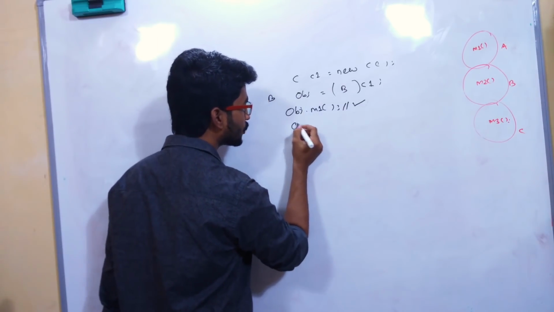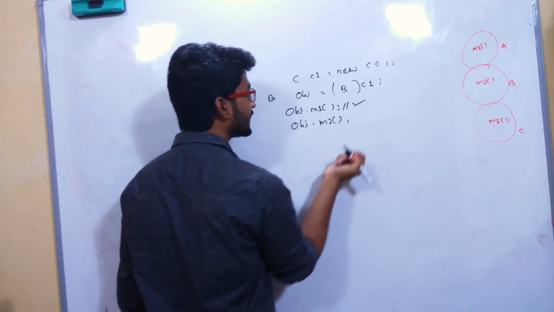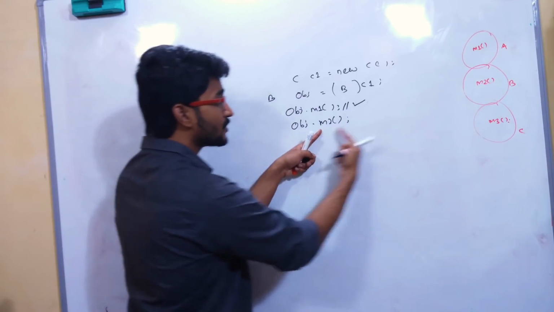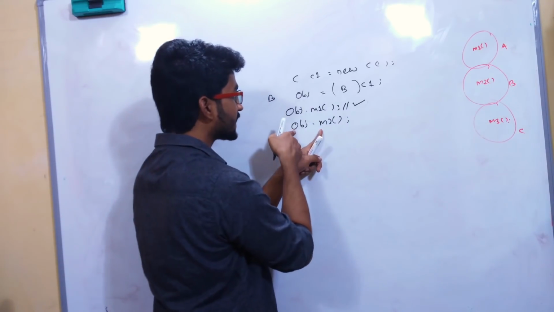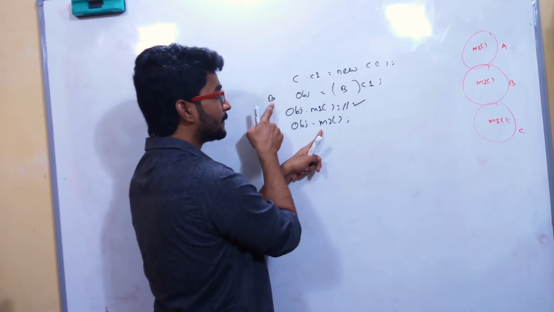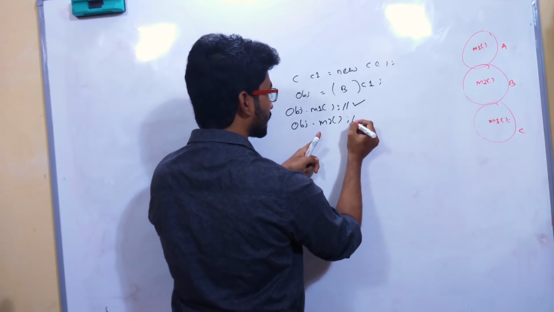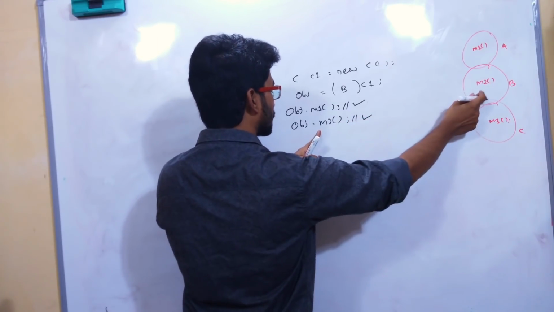Right now, can I do obj.M2? Just think and say. This M2 is present over here. obj is what type? It is B type, right? So in the B type, is the M2 method present or not? Yes, it is present over here. Then the M2 method will get called, no problem.